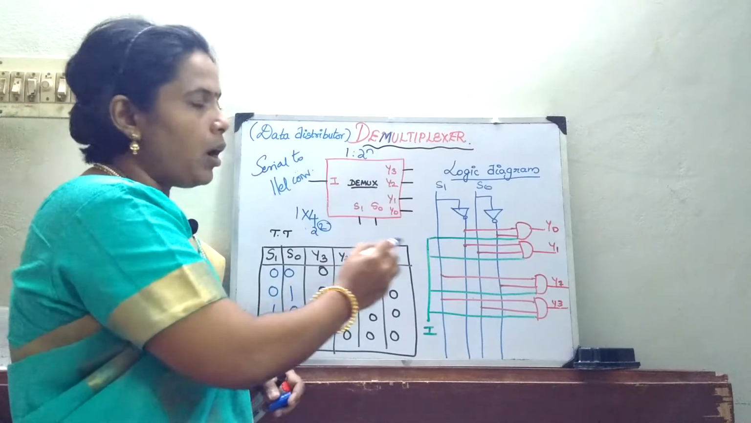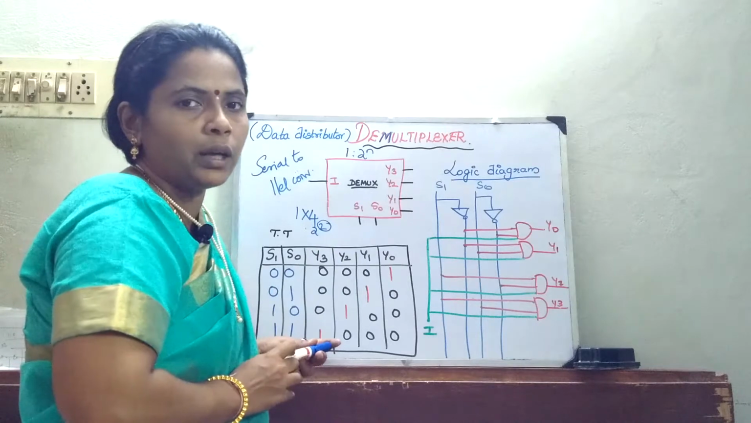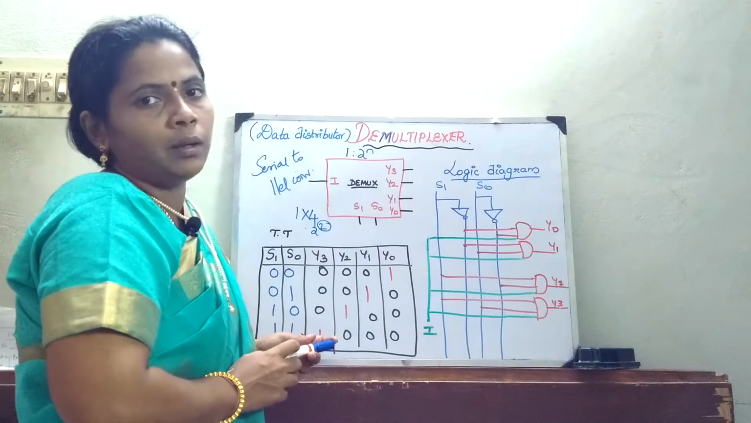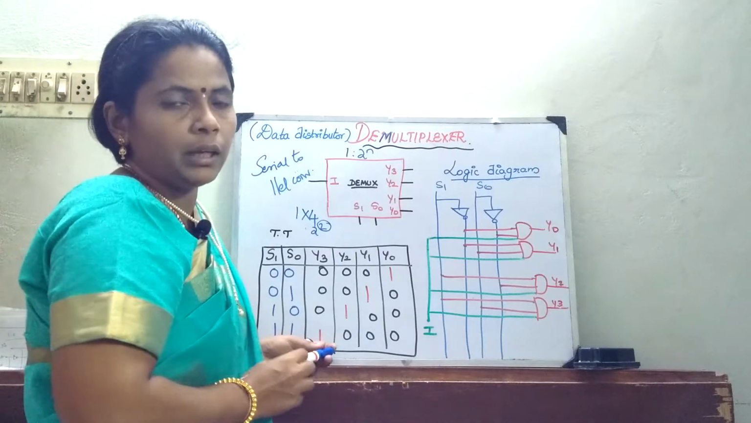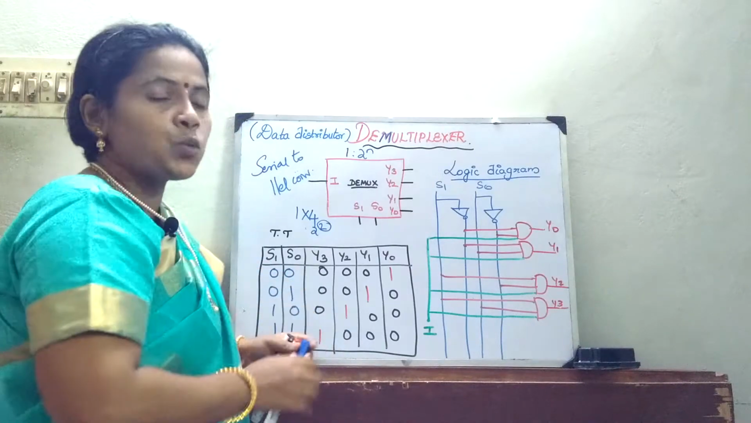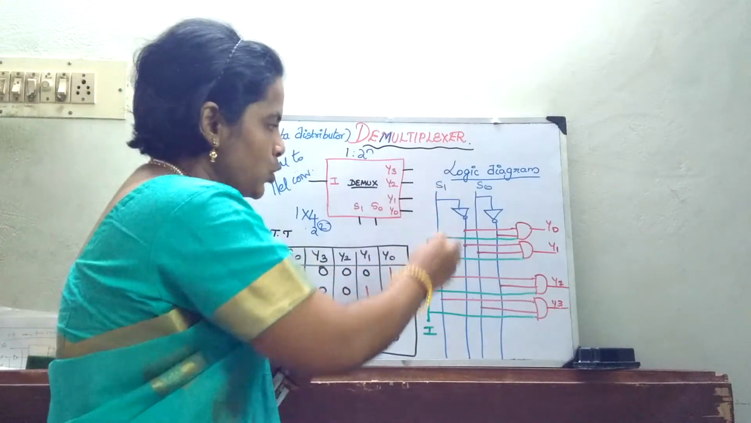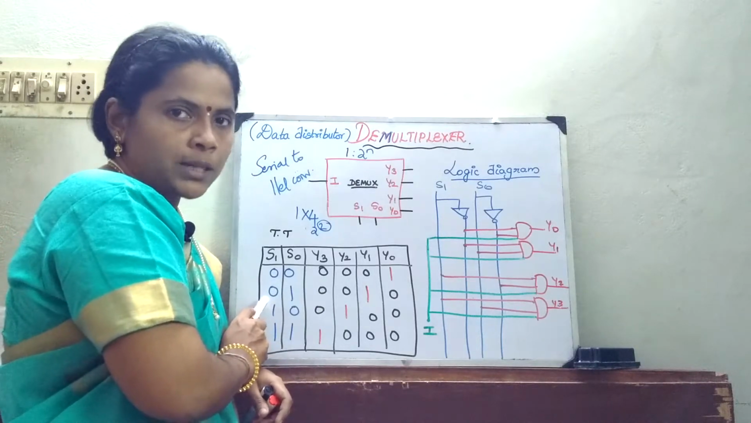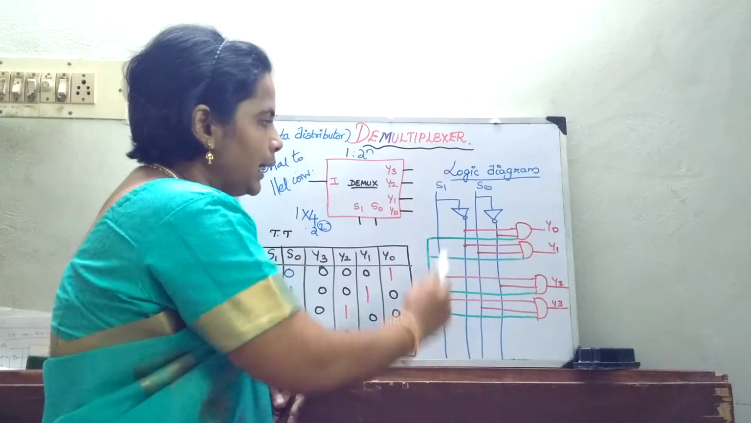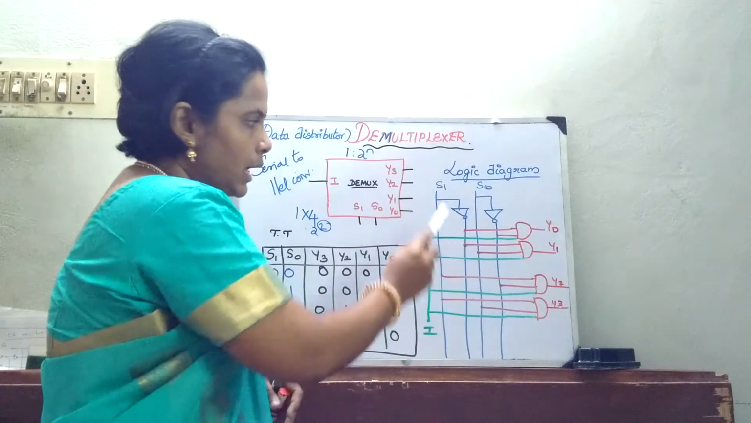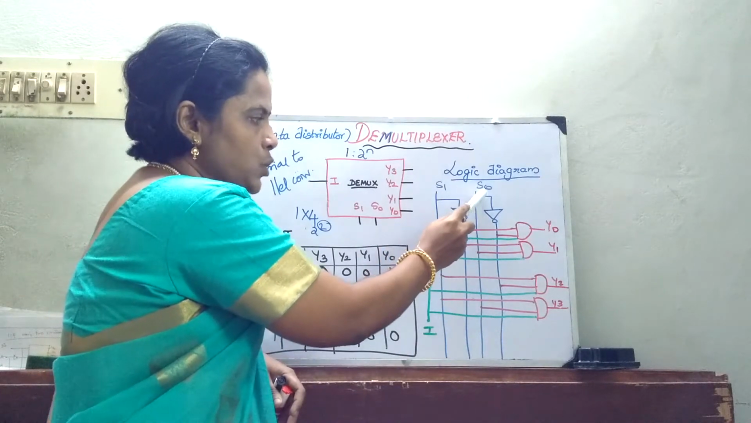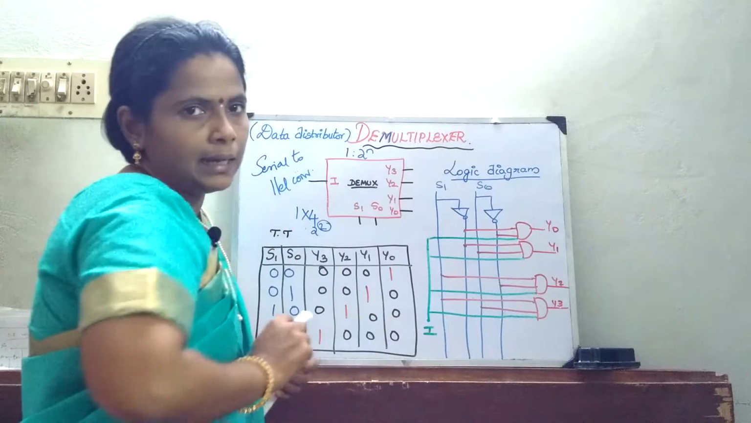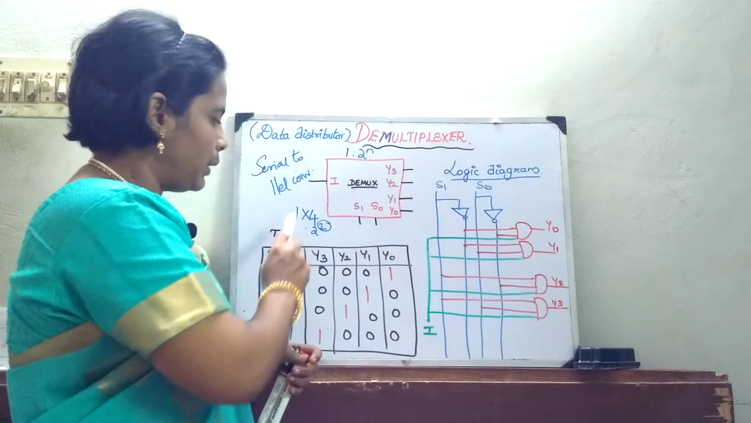Now let us see how to draw the logic diagram for a 1 cross 4 demux. What are your inputs? S1 and S0. As usual, they are going to exist both in the normal form as well as in the complemented form, right? So accordingly, you draw the blue color ones: S1, S1 bar, S0, S0 bar. You are drawing the lines. Now the select lines are completed.